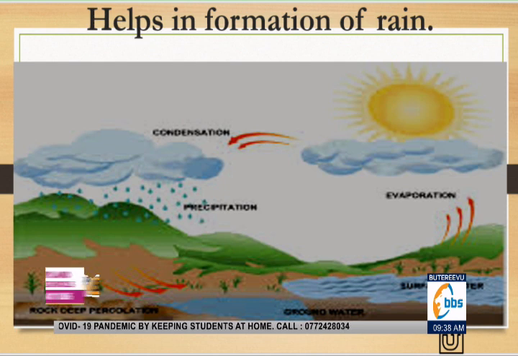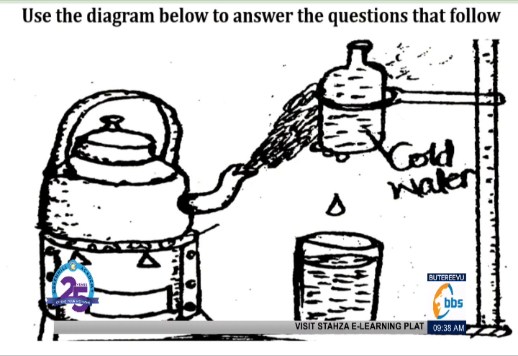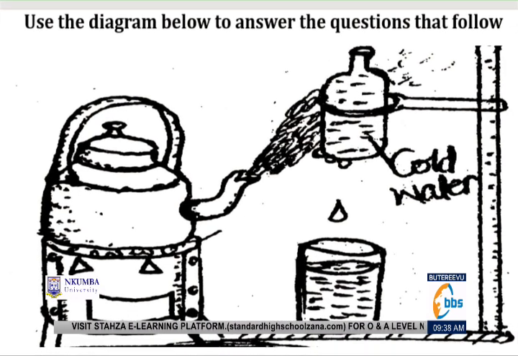Well, I want us to look at these two pictures, because this is another question that is at times challenging to most of you. Look at that diagram. We use it to answer questions. I know you covered it. Now, when you look at that illustration, they can ask you what natural process is shown in that experiment. And that is the water cycle.